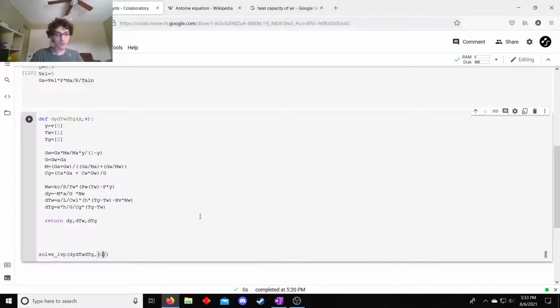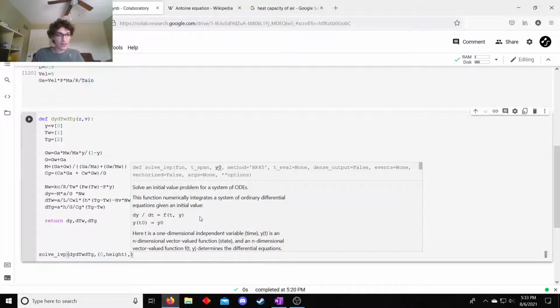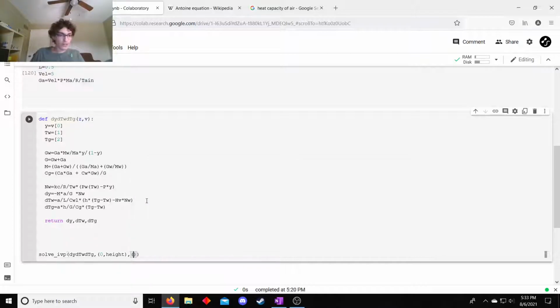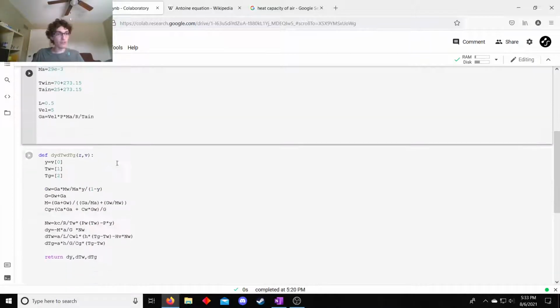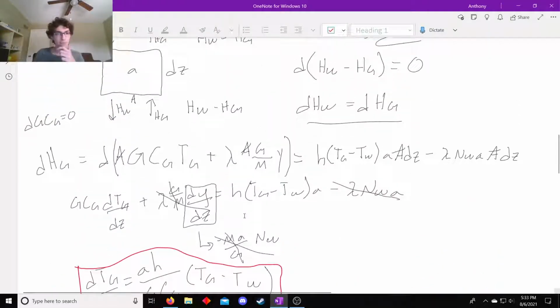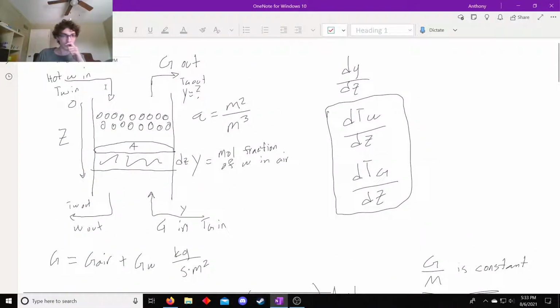So we want to go from 0 to the height of the column, which is 20. And then we're going to need our initial values. So what we need to do is go up here. And if we remember from the last video, we actually said our initial value z equals 0 is going to be at the top of the column. So our initial conditions are going to be the water going in temperature, the temperature of the gas going out, and the mole fraction of the water in the gas going out.